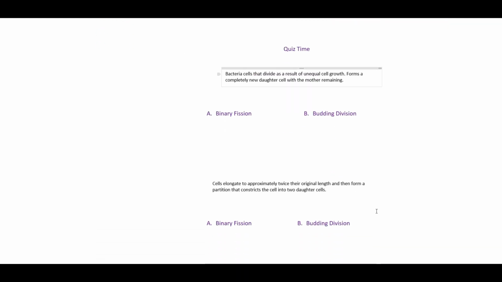Okay, I think it's time to do a quiz and test your knowledge. First one, bacteria cells that divide as a result of unequal cell growth form a completely new daughter cell with the mother remaining. Now, what you can do is pick the correct answer, of course, and also put your answers in the description box, in the comments section, and then I can go ahead and check them. It's A, binary fission, or B, budding division.